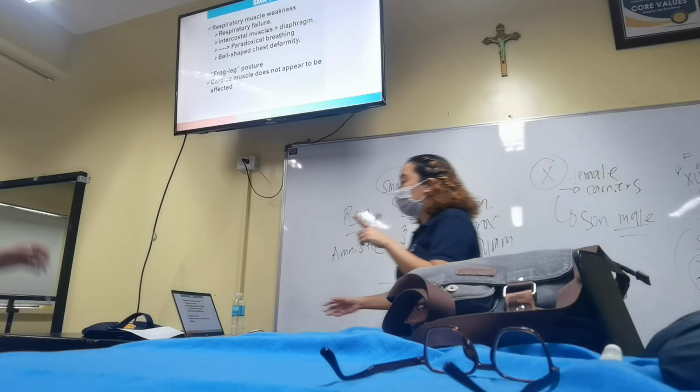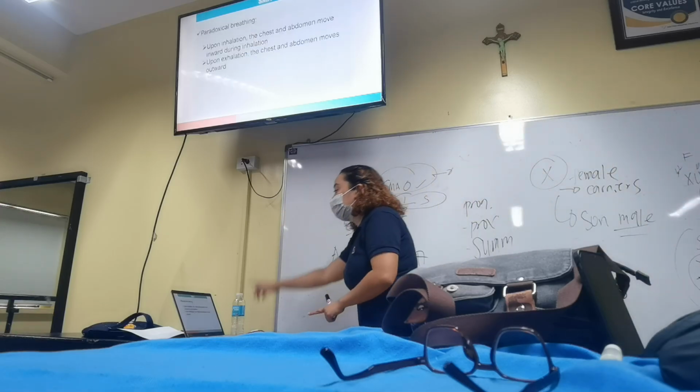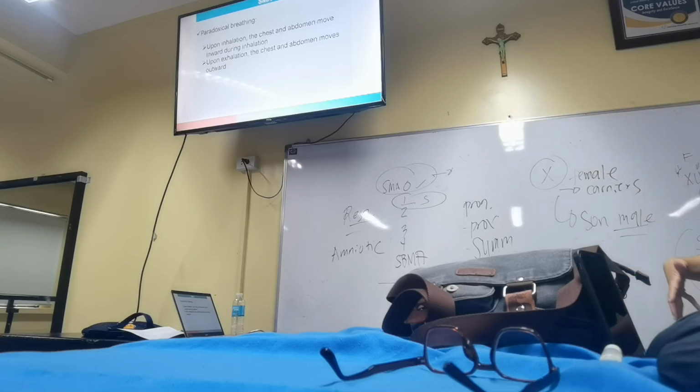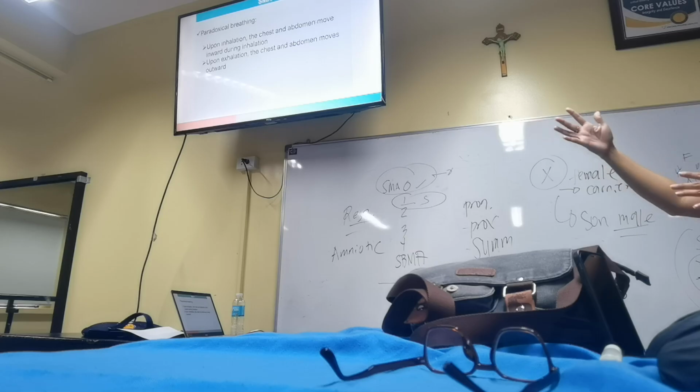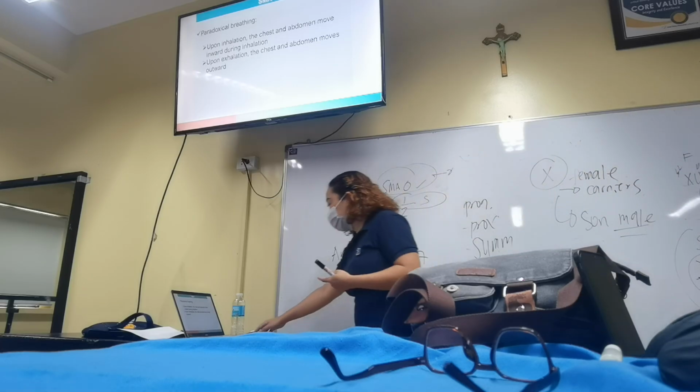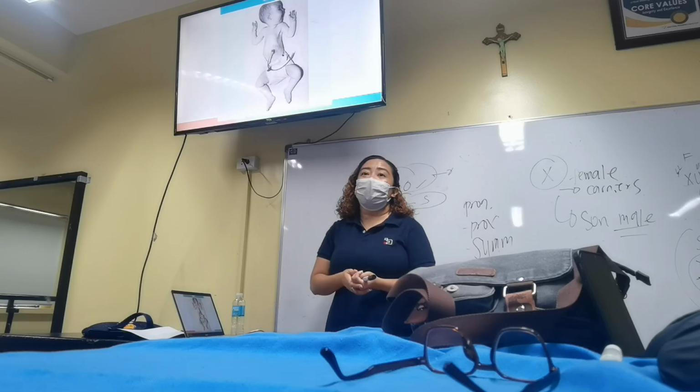What do you mean by paradoxical breathing? Upon inhalation, usually we inhale with the diaphragm, right? But this is a paradox. Upon inhalation, the chest and the abdomen move inward, while upon exhalation, the chest and abdomen move outward. So it is the opposite of normal breathing. Do you understand?